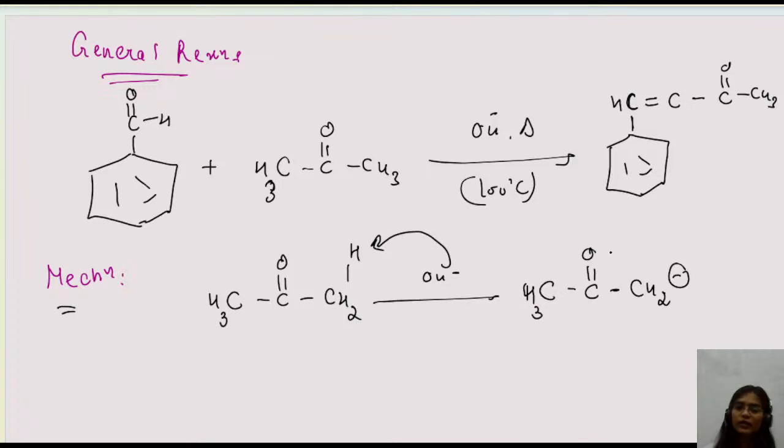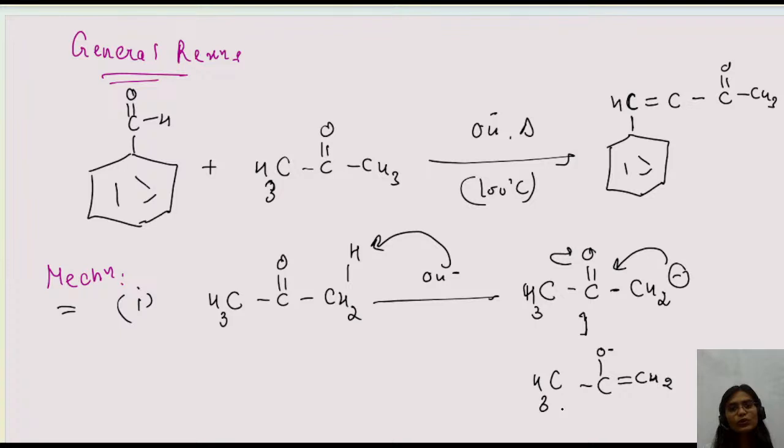Then this is going to open up, and basically we get CH3 C O negative double bond CH2. It means our nucleophile is ready now. So step number one is the formation of the enolate ion. Step number two: now this is going to attack the benzaldehyde. Let me write the benzaldehyde like this, with the nucleophilic attack of this enolate ion.